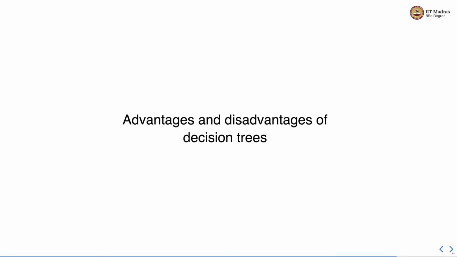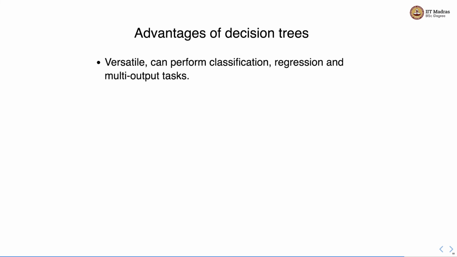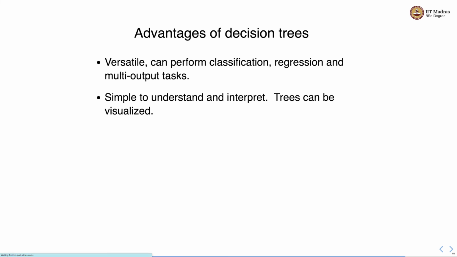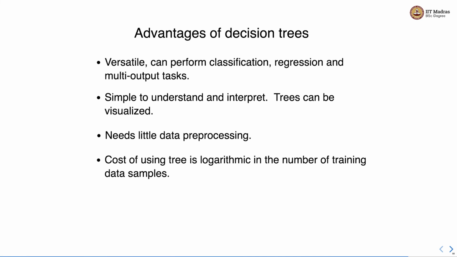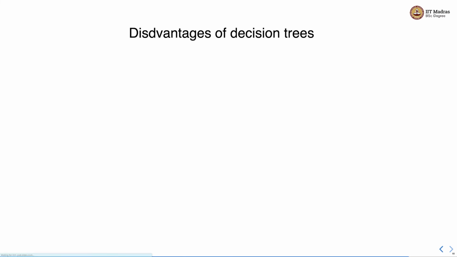Let's look at advantages and disadvantages of decision trees. Decision trees are versatile and they can perform classification, regression, and multi-output tasks. They are simple to understand and interpret, and trees can also be visualized. They need little data preprocessing. And the cost of using a tree is logarithmic in the number of training data samples.